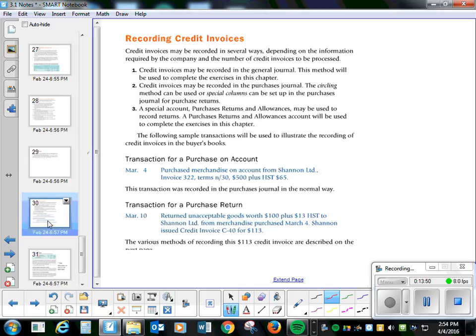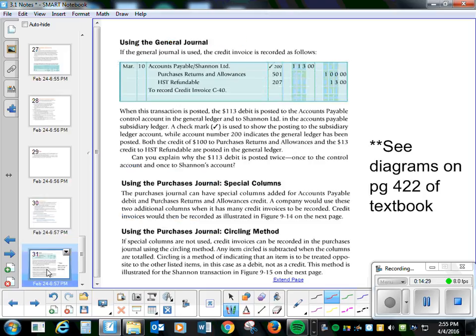Okay, so it gives you 3 steps here of recording your credit invoices. Credit invoices may be recorded in the general journal. This method will be used to complete the exercises in this chapter. Okay? Credit invoices may be recorded in the purchases journal. The circling method can be used, or special columns can be set up in the purchase journal for purchase returns. Or a special account, purchase returns and allowances, may be used to record returns. A purchases returns and allowances account will be used to complete the exercises in this chapter. The following sample transactions will be used to illustrate the recording of credit invoices in the buyer's books. Okay, so it goes through them there as well.